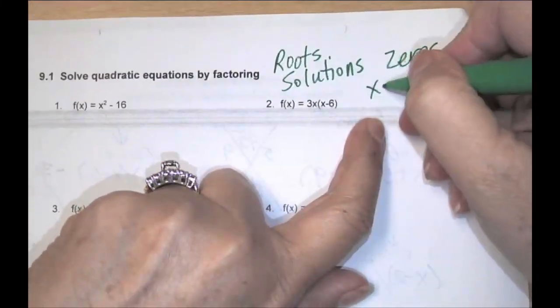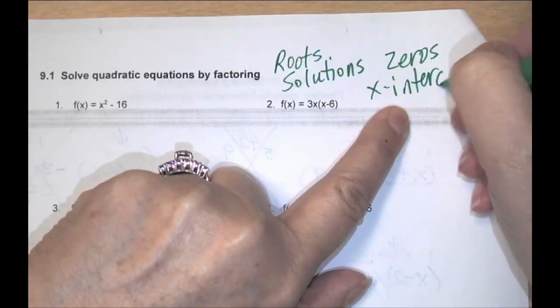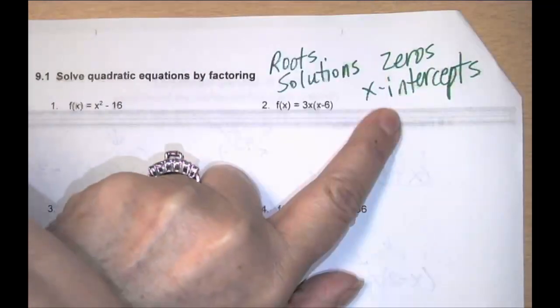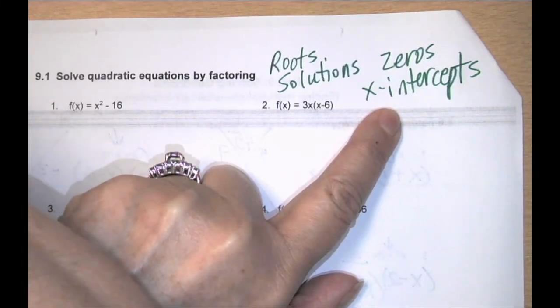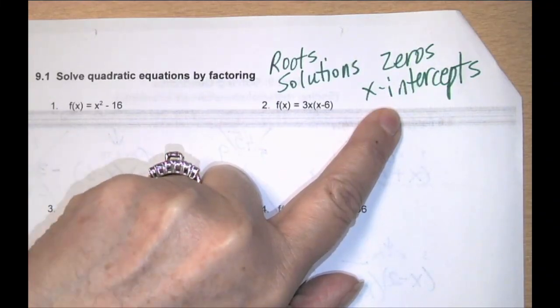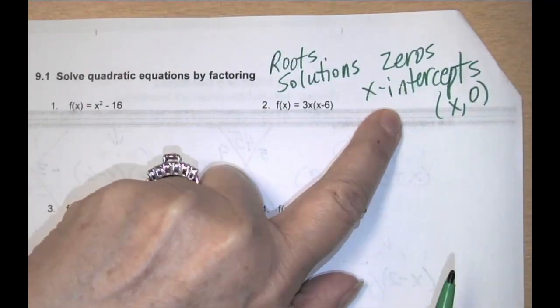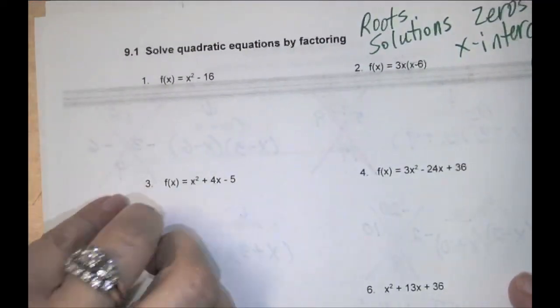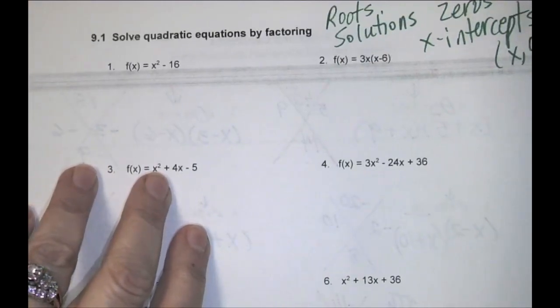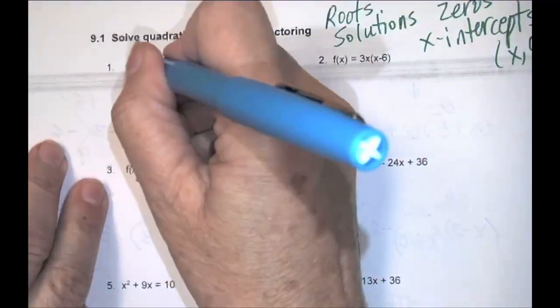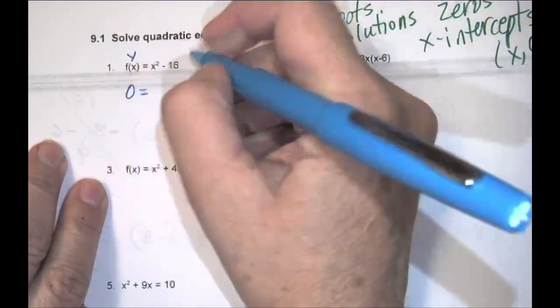which are x-intercepts. Now, the reason they're called zeros is because that's when y is 0. The x-intercept is what is x when y is 0. So, f of x takes the place of y. Therefore, I want to know when f of x or y is 0.